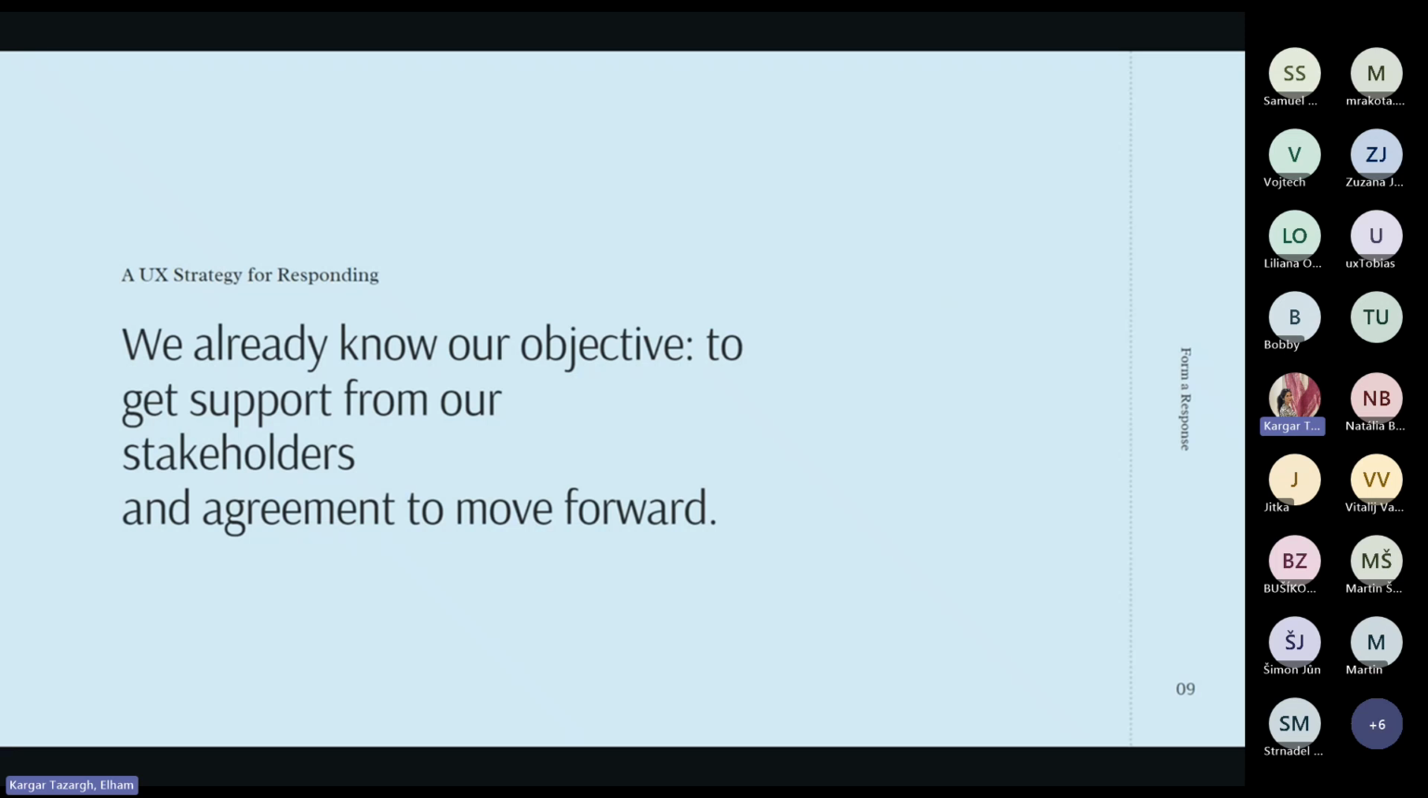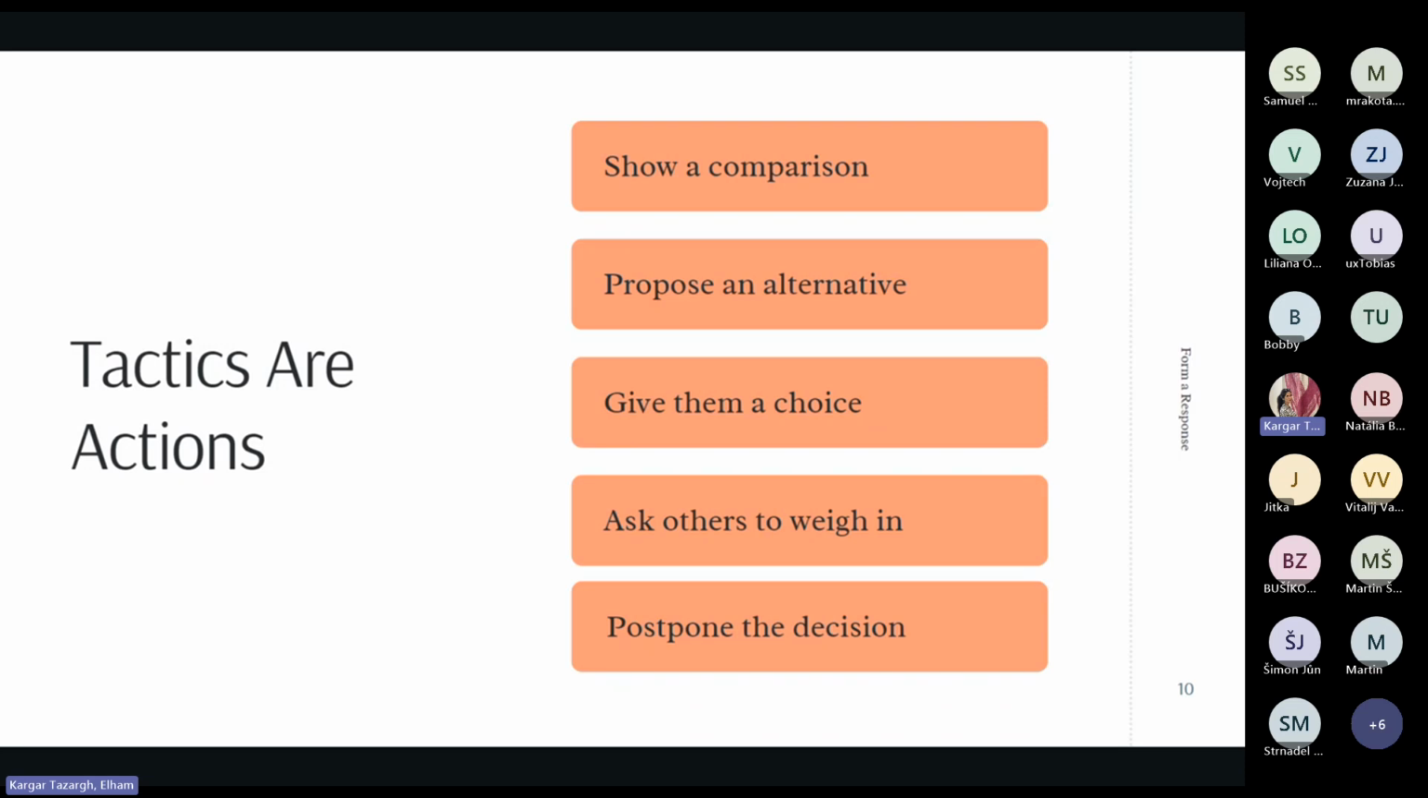But the next thing is that we need to form a response. Each response needs to have a strategy, tactics, and a template. I highly recommend going through the book because there are a lot of templates and I couldn't cover them in this presentation, but you can learn which kind of people in which teams, and how you need to talk to them. But here our objective is to get support from our stakeholders and take agreements to move forward. But what are our tactics?